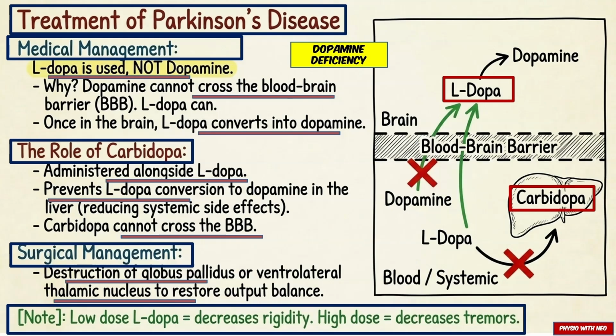Now, instead of listing drugs randomly, always begin with a physiological principle. Treatment aims to restore dopaminergic activity and rebalance the direct and indirect pathways. Then write the examples. This creates a much stronger university answer.